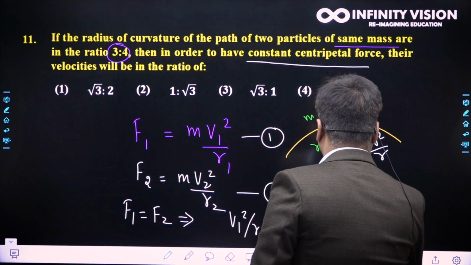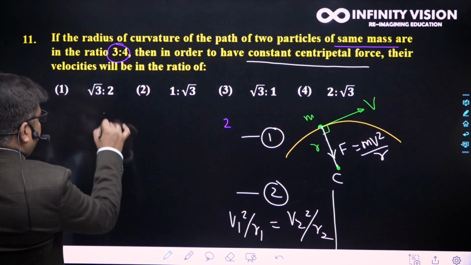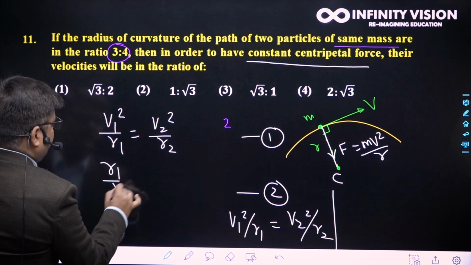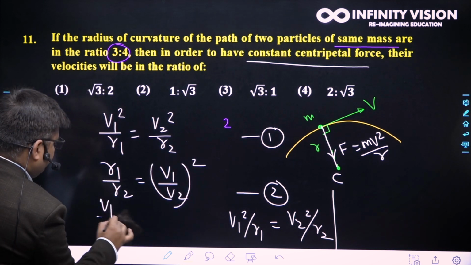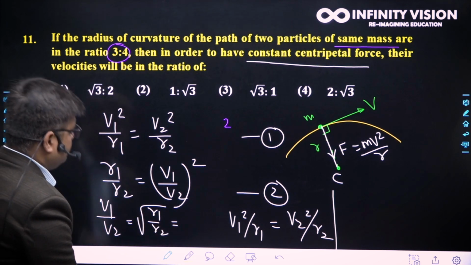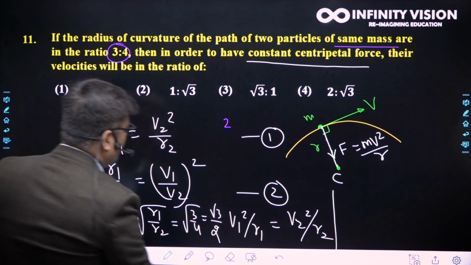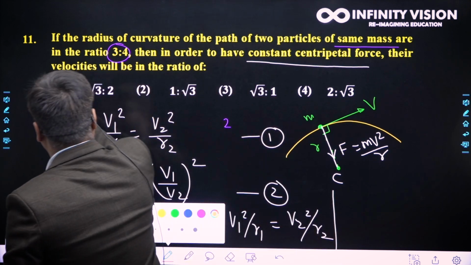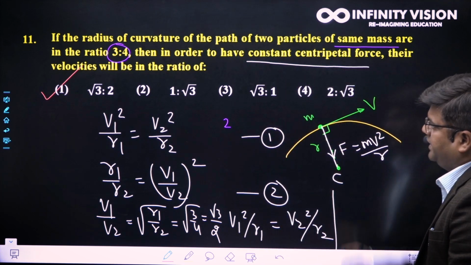So simply, here we can see that v1 square by r1 equals v2 square by r2. So r1 by r2 equals v1 by v2 whole square. So v1 by v2 equals under root of r1 by r2. And the ratio of radius of curvature is given as 3 by 4. So under root of 3 by 4 will yield root 3 by 2. So the ratio of speed will be root 3 is to 2, which we can see is option number 1. So the correct answer for this particular question is root 3 is to 2.